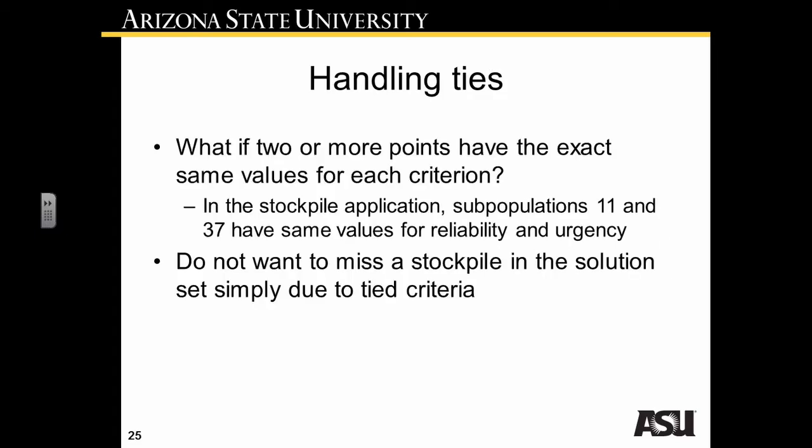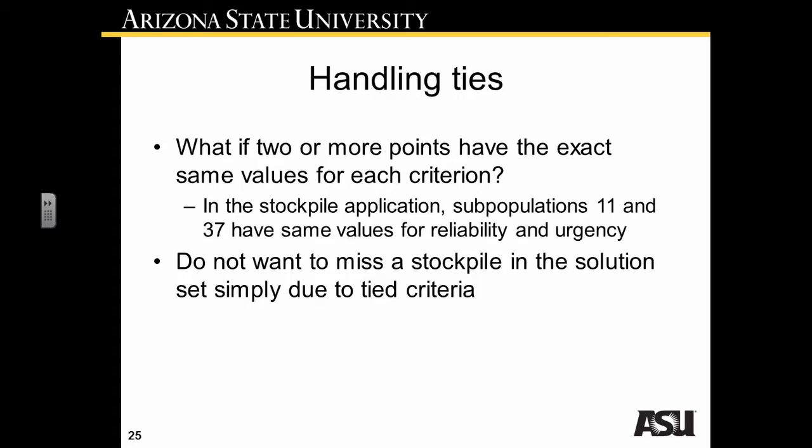One thing to take into account is how to handle ties. What if 2 or more points or solutions have the exact same values for each criterion? In this stockpile application, for example, subpopulations 11 and 37 have the exact same values for reliability and urgency. So like I mentioned before, to be on the Pareto front, a solution has to be at least as good in terms of all of the criteria compared to the other solutions, and strictly better than at least one of the criteria.